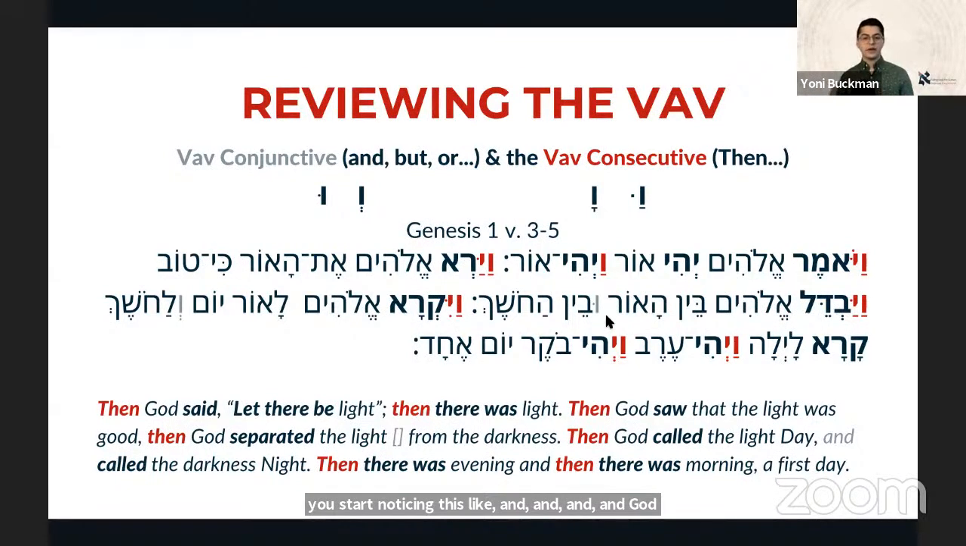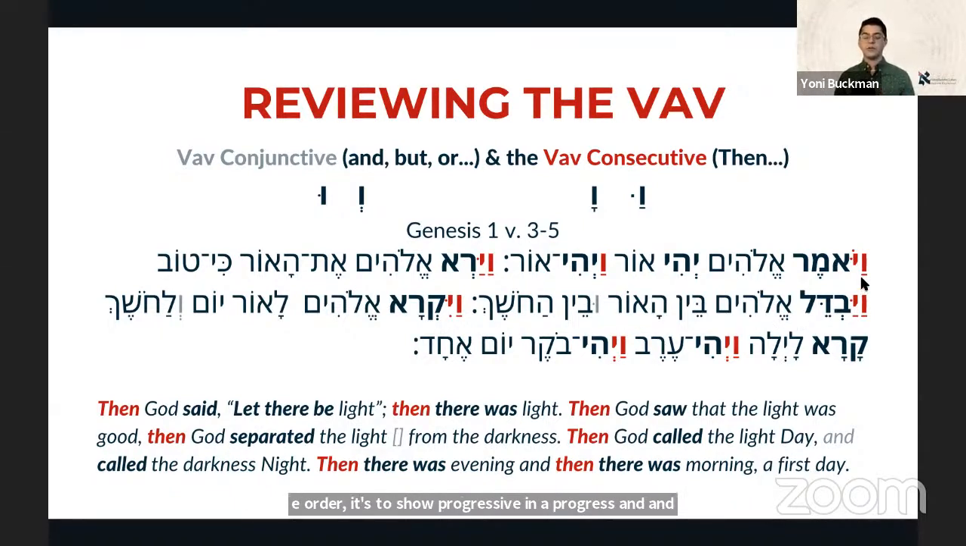And it's kind of showing you that the vav is there, but in these cases, the vav really doesn't mean the word "and." The vav does not get translated in the same way as it does when it's a vav conjunctive. The purpose of the vav consecutive is to show the order. It's to show progression in a narrative.